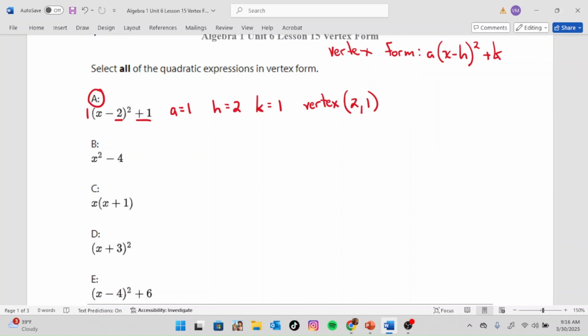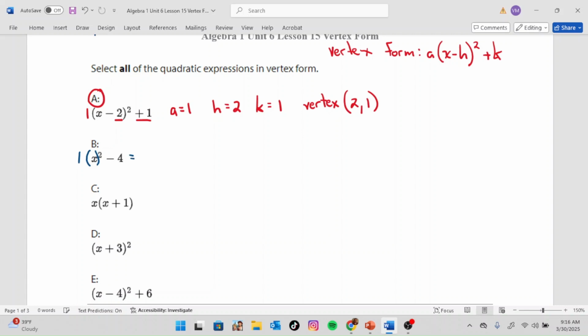Let's look at b. b is x squared minus 4. Now, it might be hard to understand, but let's take a look here. What if I put parentheses around the x, and what if I put a 1 here?